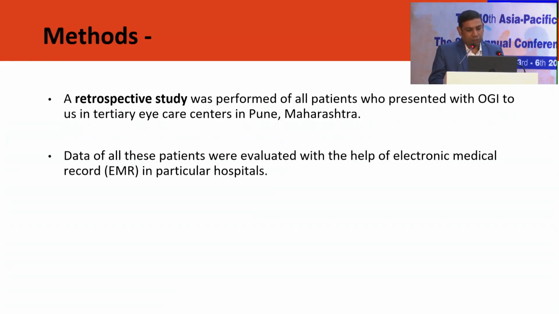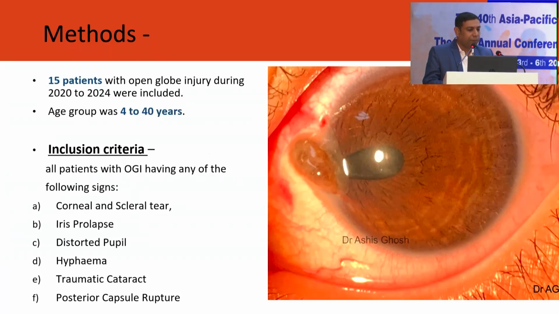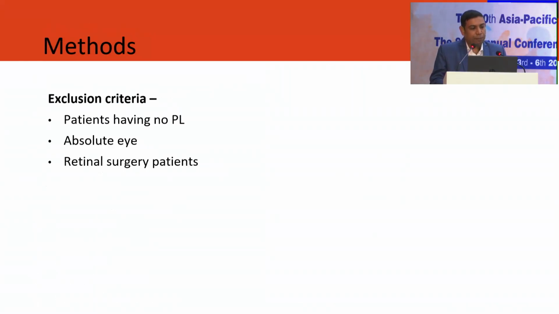It is a retrospective study done in the tertiary eye care centers in Pune. Fifteen patients were included in this case series, from 2020 to 2024, with an age group of 4 to 40 years. Open globe injuries with the following signs were included: corneal and scleral tear, iris prolapse, distorted pupil, hyphema, and traumatic cataract. PCR was included in this study. Patients with no PL, absolute eye, and retinal surgery patients were excluded from this study.